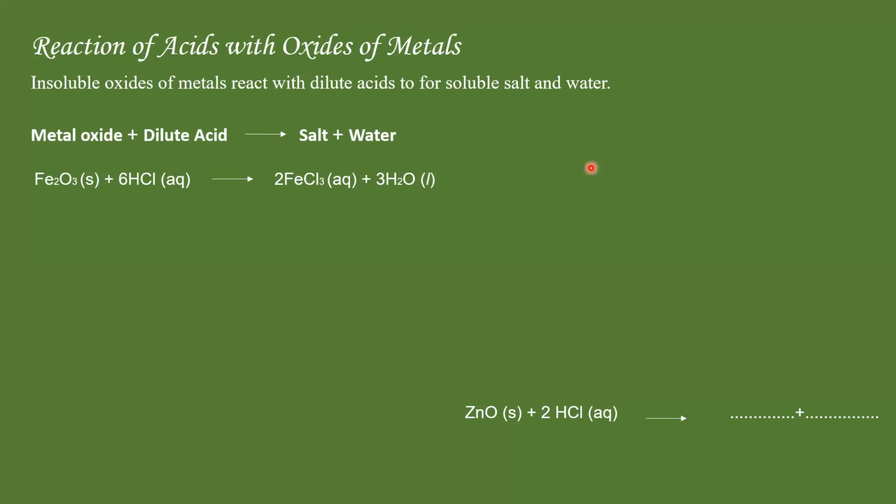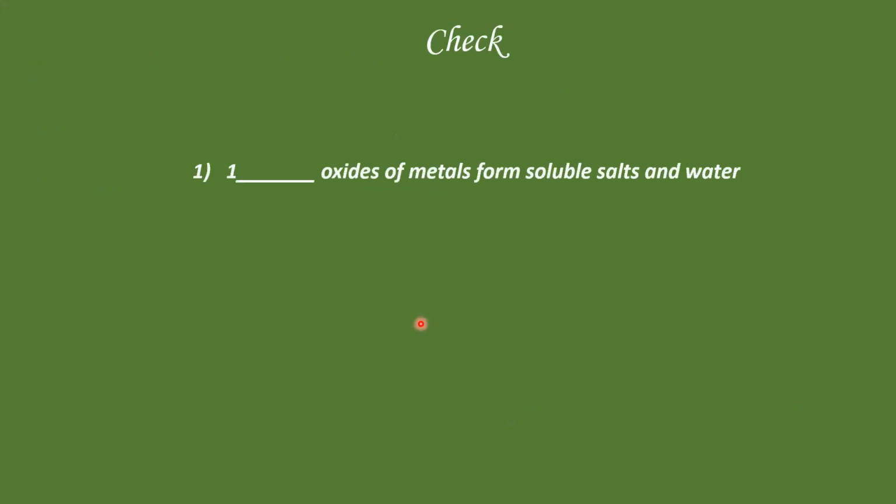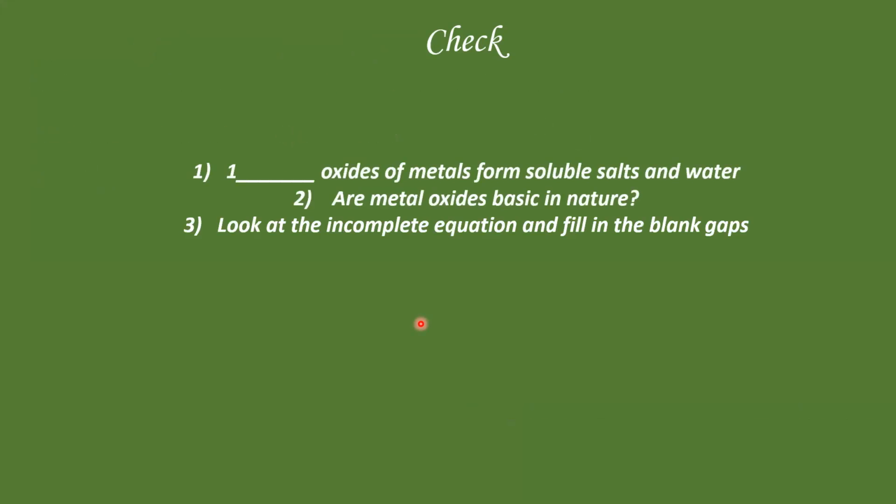Great. So folks, I'm going to go to the last slide of today. It is the check. There are 3 questions I'm going to put, and you just have to think. So the first question, Radha, you can just read what's written on the screen and give us the answer, or I'll help you. Yes. So the first question is: oxides of metals form soluble salts and water. Insoluble होगा क्या भैया? Absolutely, Radha. You're correct. Insoluble.